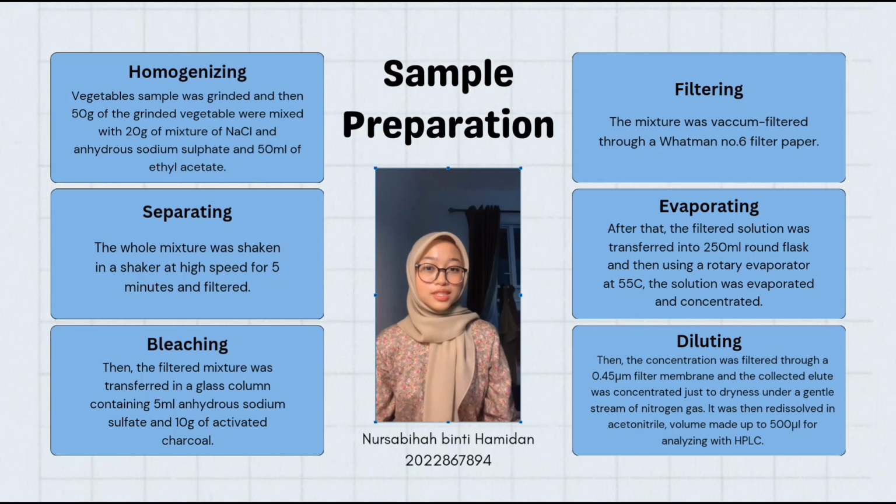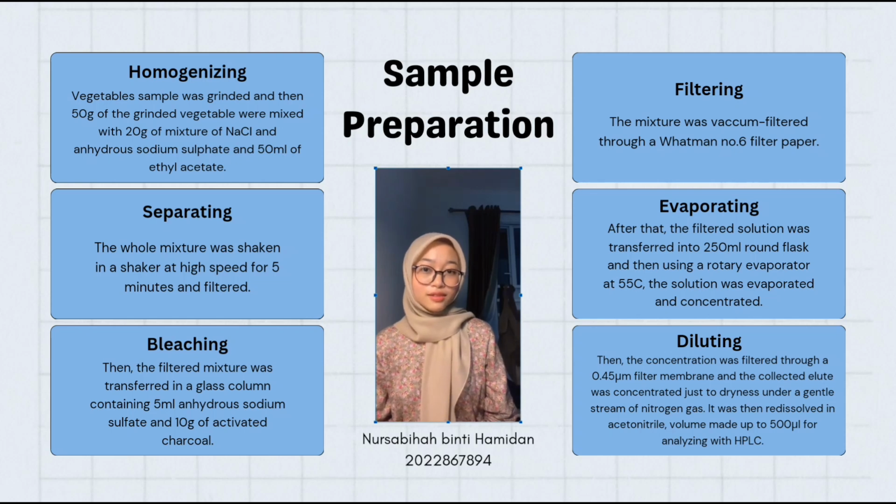Firstly, the vegetable sample was ground and then 50 grams of the ground vegetables were mixed with 20 grams of a mixture of sodium chloride and anhydrous sodium sulfate and 50 ml of ethyl acetate. And then, the mixture was shaken in a shaker at high speed for about 5 minutes and then filtered. After that, the filtered mixture was transferred into a glass column containing 5 ml anhydrous sodium sulfate and 10 grams of activated charcoal. The mixture was vacuum filtered through a Whatman No.